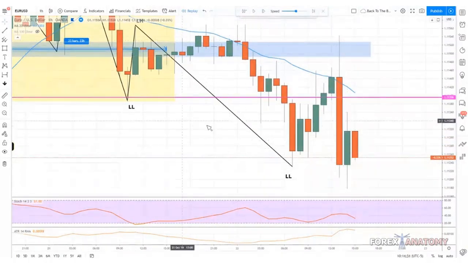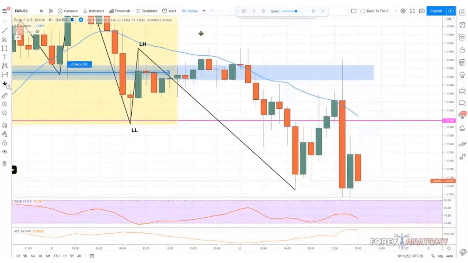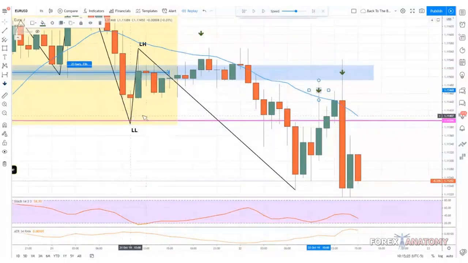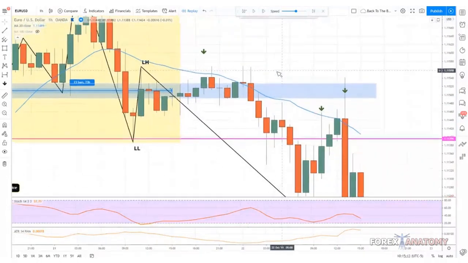It started falling. So then guess where we could have sold? Right around here. Even if you would have sold early, like let's just say we would have sold right around here when price tested this previous area, this previous low. If we would have placed our stop above this high right here, would we have gotten stopped out?